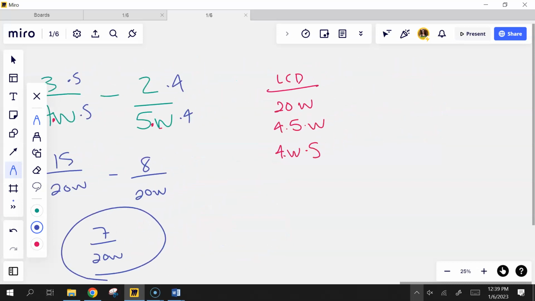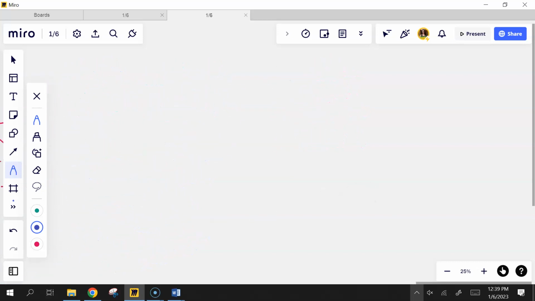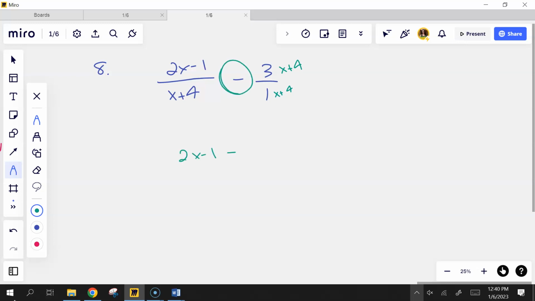Let's crank it up. Number 8. Oh, wow. This one's easy. We probably don't even need to do this one. Okay, what's the LCD? X plus 4. The first one's good. Now, all right, 2x minus 1 minus, be careful of these subtractions, right? This is minus 3 times x plus 4.